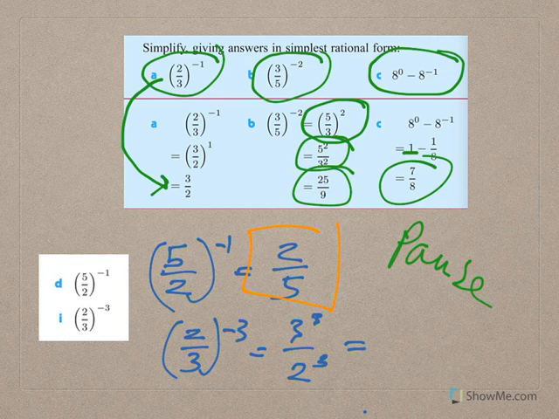We know 3 times 3 is 9, 9 times 3 is 27. 2 times 2 is 4, 4 times 2 is 8. So our simplified answer should be 27 over 8 for I.